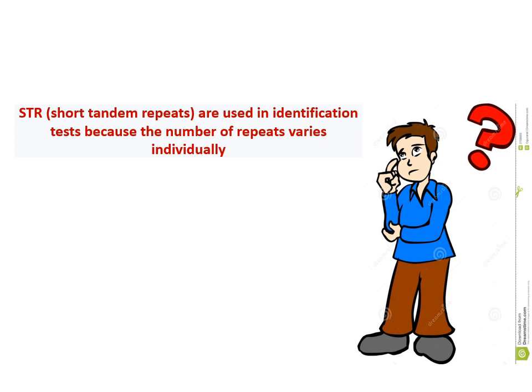And why are we talking about these STRs? We are talking about STRs because they are used in identification tests since the number of repeats varies individually. So we differ from each other, not because there are repeats in a particular area, but because the number of repeats makes us different.